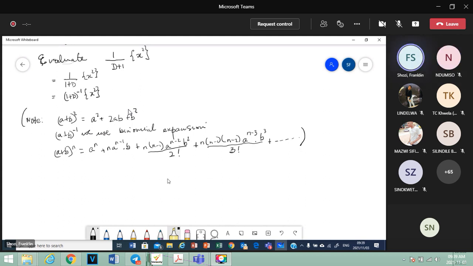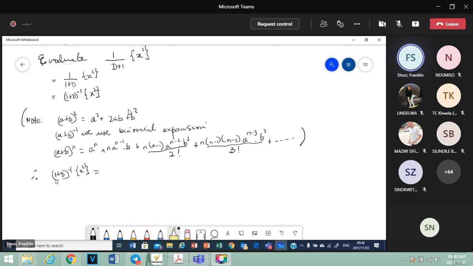Yes, operator D method. So now, if you are given a plus b to the power n, it's easy when n is 1 or 2. But when n is 7, it becomes very tedious and it's not easy to find the answer directly. So we use what is called binomial expansion. So in other words, if I were to take you back from here, 1 plus d to the power minus 1, using this binomial expansion on x squared, it will be equal to, let me expand that now.